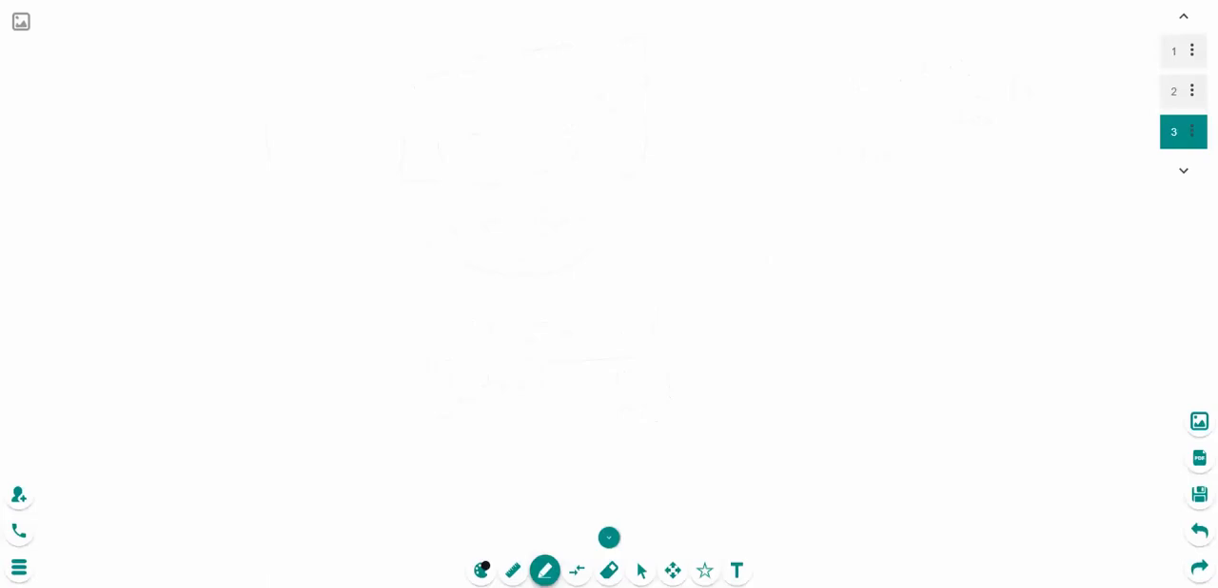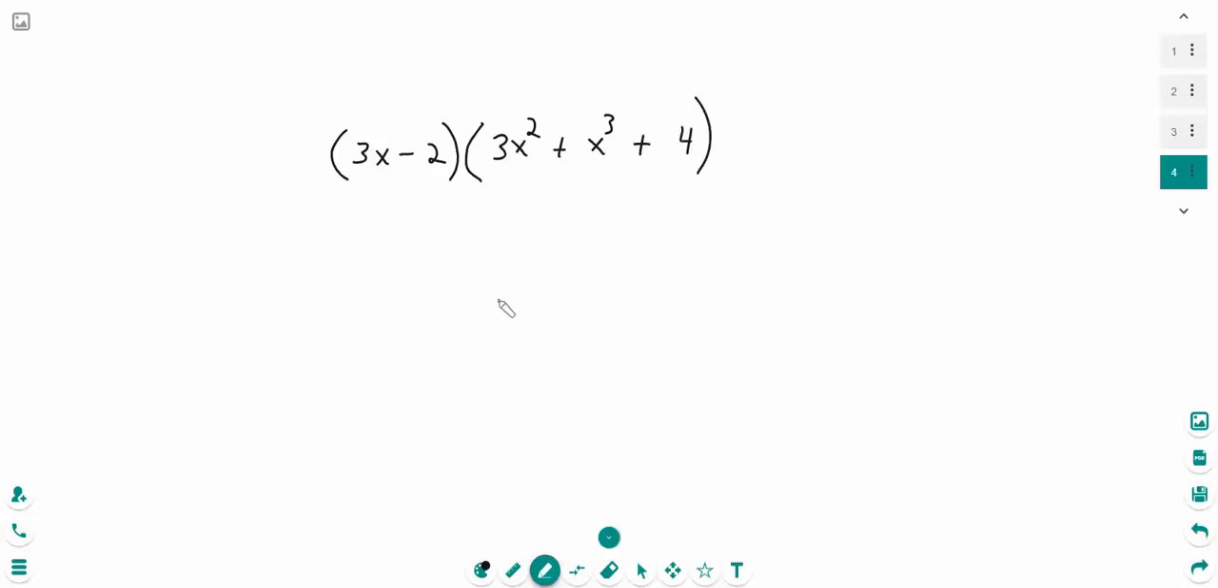All right. Let's end the class with just kind of a challenge problem. Let's talk about what we would do if we were multiplying, let's say, a binomial, and I'll just create one here. How about a 3x minus 2? There's our binomial. And what if we're multiplying that by a trinomial? And I'll just make something up here, something like this. So now I've got a binomial multiplied by a trinomial.